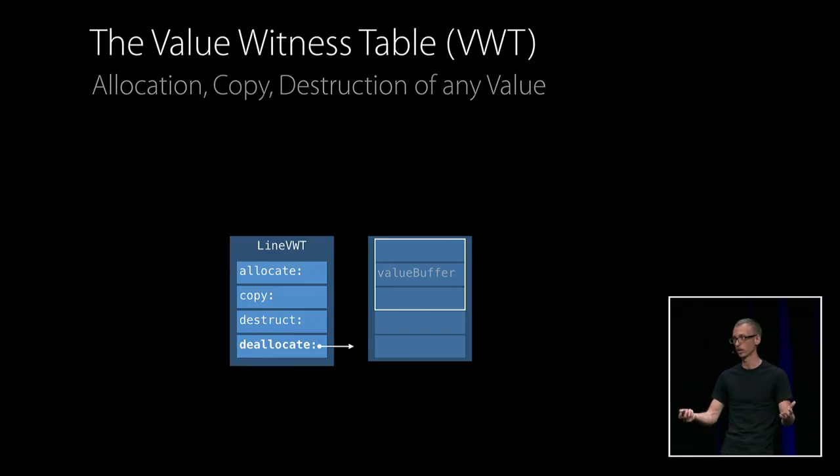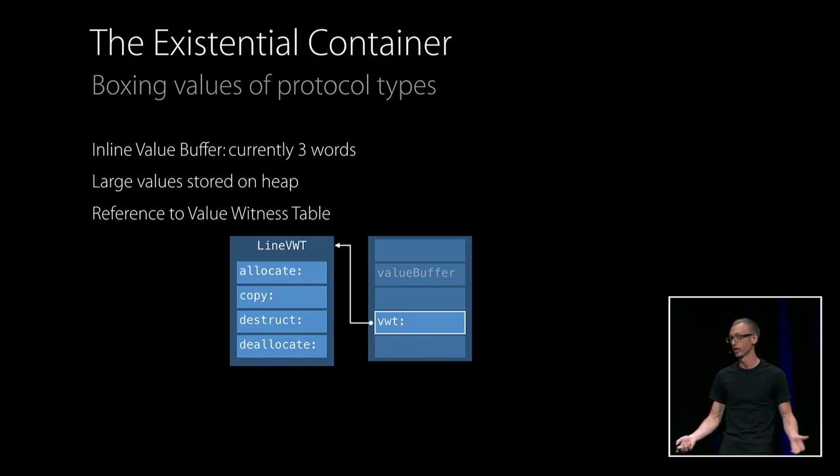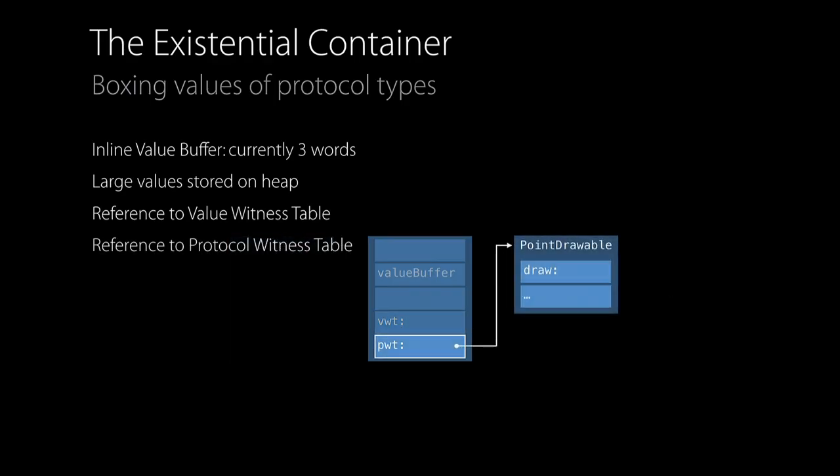OK. So we've seen the mechanics of how Swift can generically deal with different kinds of values. But somehow it still needs to get to those tables, right? Well, the answer is obvious. The next entry in the existential container is a reference to the value witness table. And finally, how do we get to our protocol witness table? Well, it is, again, referenced in the existential container. So we've seen the mechanics of how Swift manages values of protocol type.